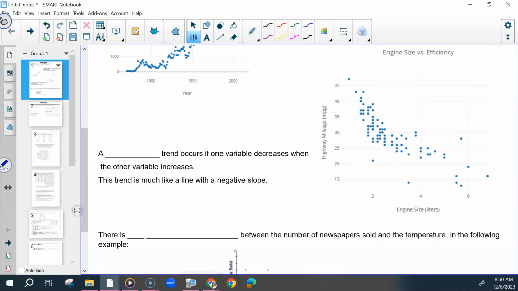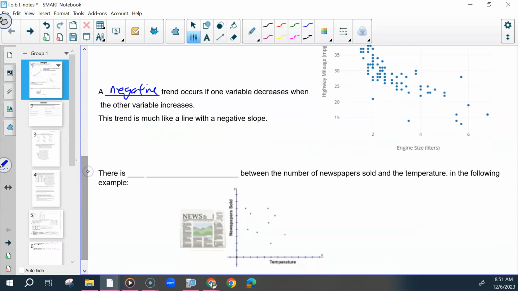And then, what would this one be? A negative trend occurs if one variable decreases when the other increases. So if the x's are increasing and the y's are decreasing, that is a decreasing or a negative trend, or vice versa. This trend is much like a line with a negative slope.